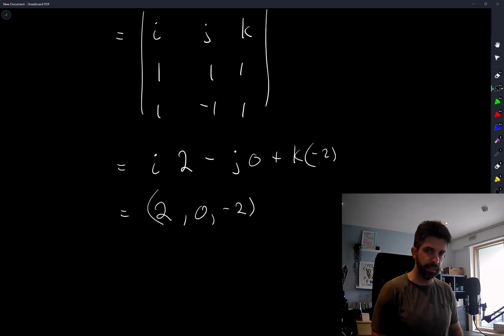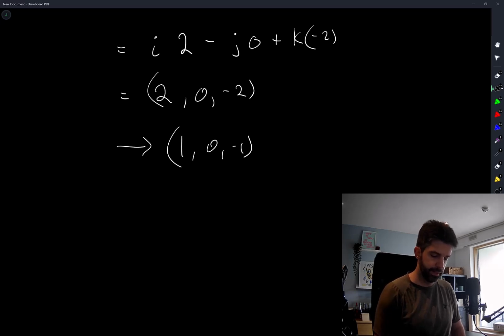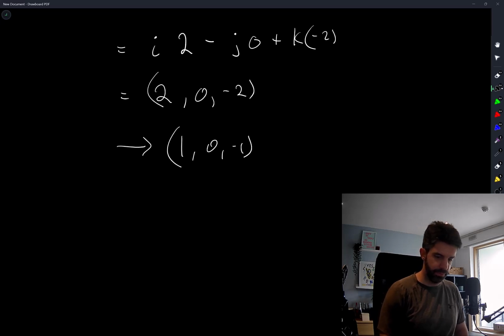Or in fact, any scalar multiple of this will work. So if I replace that with (1, 0, negative 1), because again, I can take any scalar multiple of this, then the equation of the plane is going to be x minus z is equal to 0, which is option A.